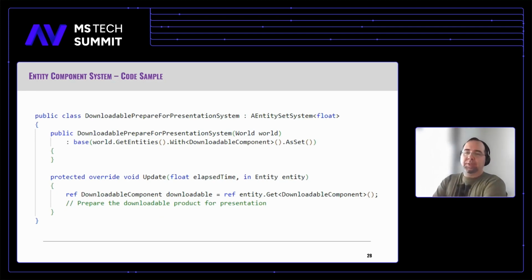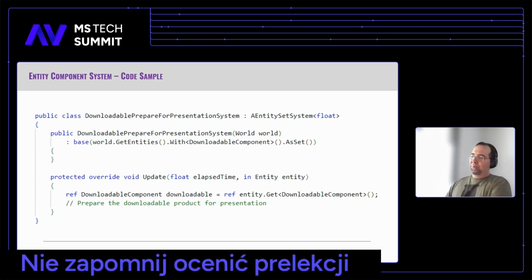Now, the interesting part here is to see that in the constructor, we say world, which in the language of this library is essentially an entity set, right? You can have multiple worlds, right? So they get entities that have certain components, and we can add, for example, with downloadable component, with a physical component, right? So then the system will filter and act only on entities that have those two components. Now it will work only on entities that have one component.